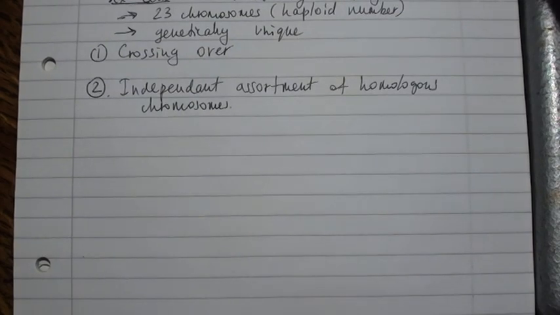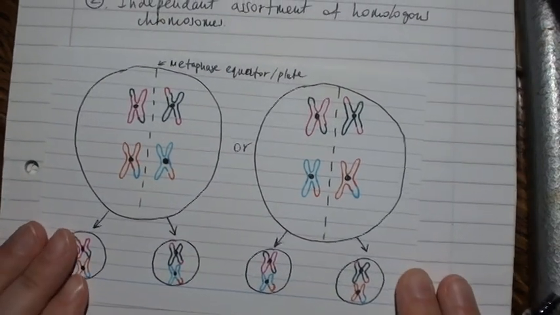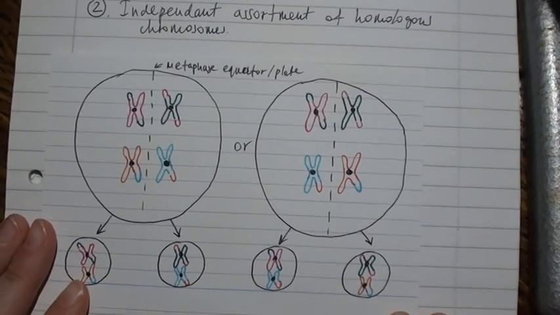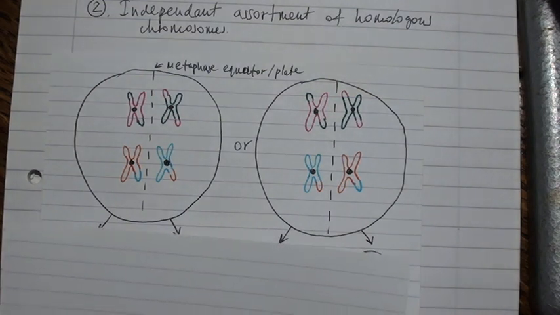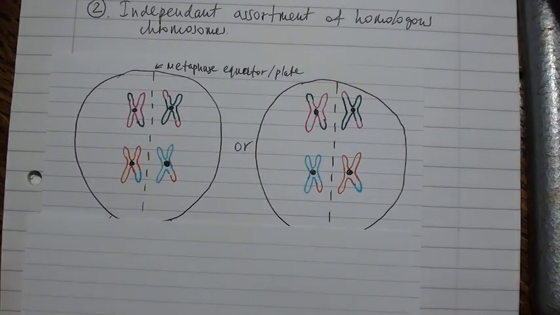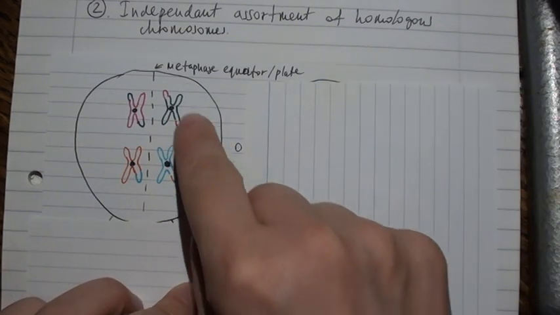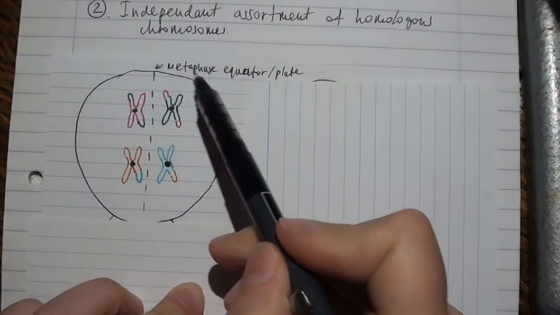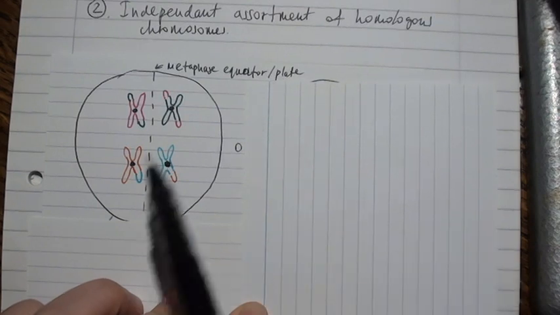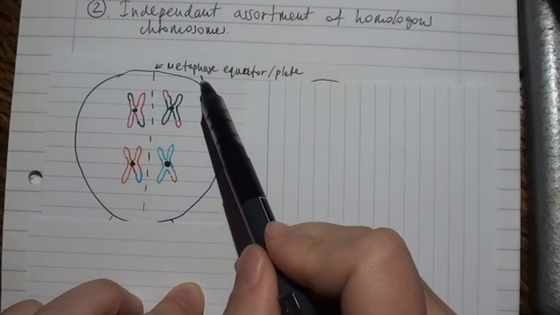So I've got my next diagram. This is going to look pretty complicated to start with, but bear with me and I'll try my best to explain it. To make it easier to follow, I'm going to cover part of this picture to start with. As you can see on my picture, I've got a label that says metaphase equator or plate. So that should tell you that this process is occurring in the stage called metaphase.